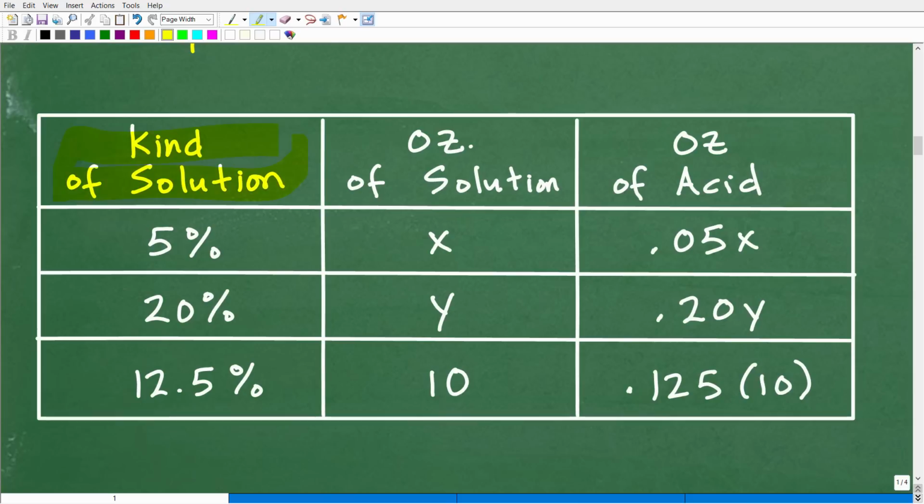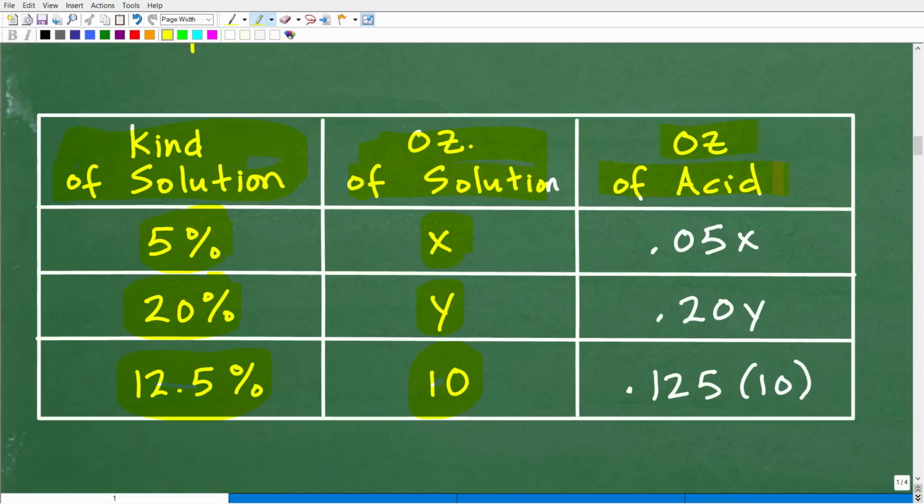Okay, so what kind of solutions do we have here? Well, we have a 5% solution, we have a 20% solution, of course we're talking about acid here, and of course, we have a 12.5% solution. So there are three types of solutions that we have. Now, how many ounces of these respective solutions do we have? Well, the 5% solution, we don't know, but whatever it is, it's going to be x ounces, because we already defined that. We have y ounces of the 20% solution, and we know from the problem that we want 10 ounces of the 12.5% solution. Okay, so that is the ounces in the solution.